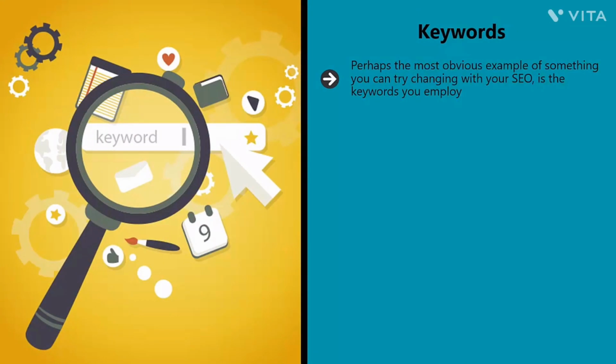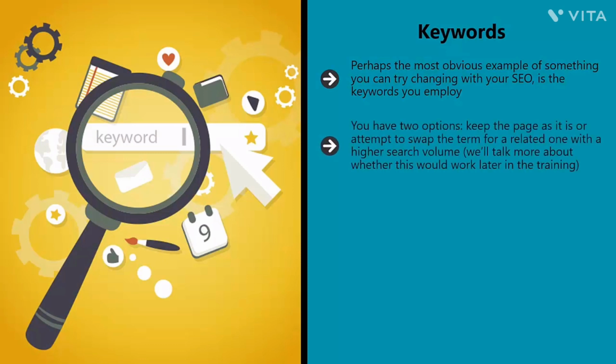Let's say that you have a few pages that are ranking high for a particular search term, but the problem is that said search term doesn't get a lot of search volume. You have two options. Keep the page as it is or attempt to swap the term for a related one with a higher search volume.